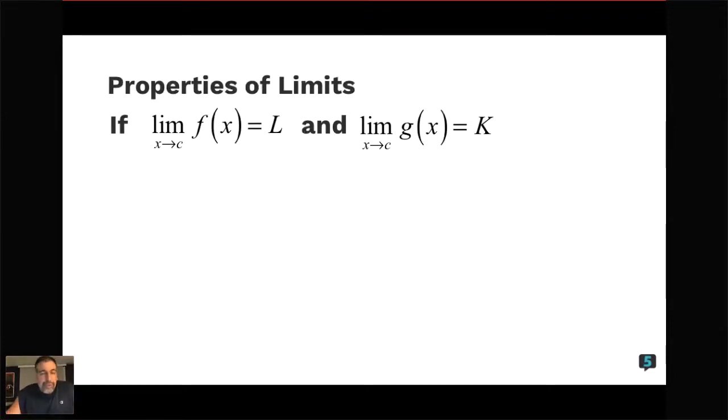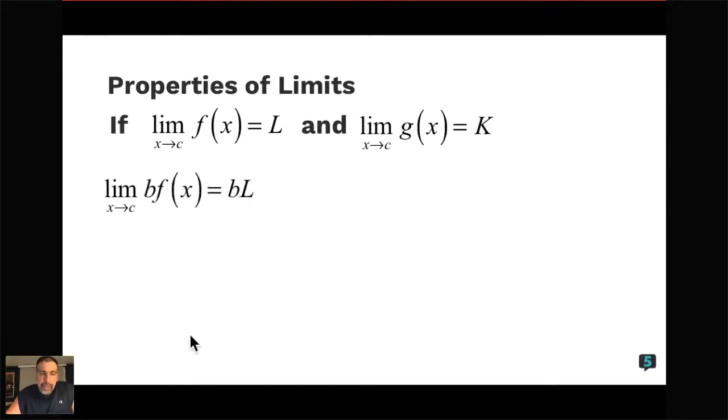Okay, so properties of limits. All we're saying here is if you take the limit of one function as x goes to a constant, and that equals a number, and again, we're calling this one L in the first case, and then you take the limit of another function going to the same constant, and that would equal k in this case. Okay, so you know the results of these two individual limits. The properties of limits tell us we can start combining them.